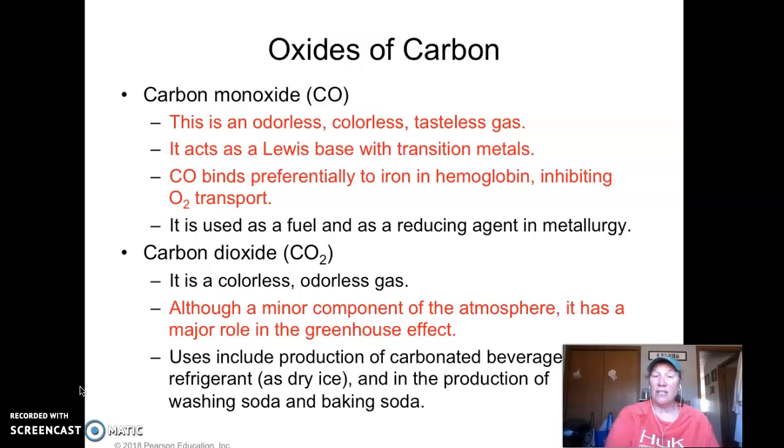We have a lot of it in the atmosphere. Unfortunately, we have more now than we have in the past, and that's led to the greenhouse effect, where the earth is getting warmer.